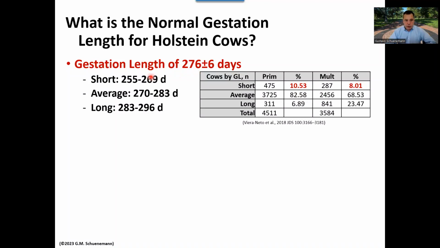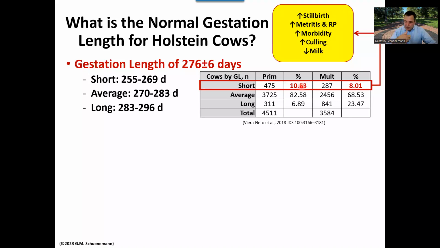And then you have a distribution of gestation length. Here is the distribution. The range of the gestation length is from 255 all the way up to 296 or 97. That is the whole range in gestation length. Most of the cows, 82% or 83%, are going to be on the average, but you have about 10% of the primiparous cows. Usually heifers have a little shorter gestation than mature cows. And about 8 to 10% are going to be short gestation.